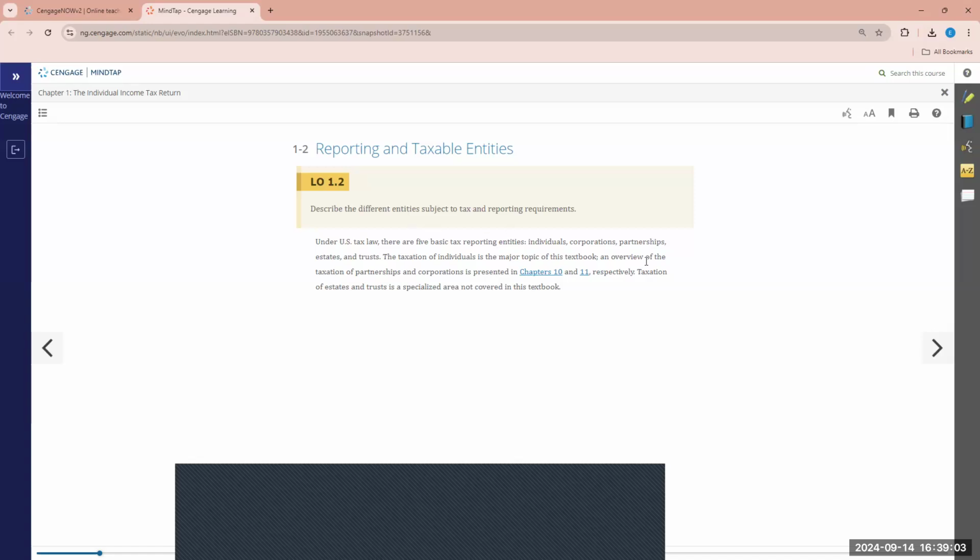So as it relates to reporting in taxable entities, learning objective 2, describe the different entities subject to tax and reporting requirements. Under US tax law, there are 5 basic tax reporting entities. We have individuals, corporations, partnerships, estates, and trusts. Here it says tax reporting entities, but it's very important to differentiate between tax paying entities, and then we also have what's called pass-through entities. Our tax-paying entities are individuals as well as corporations. Pass-through entities are our partnerships, our LLCs. So just keep that in mind.